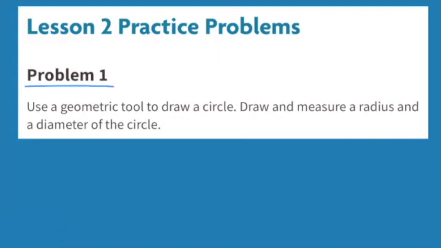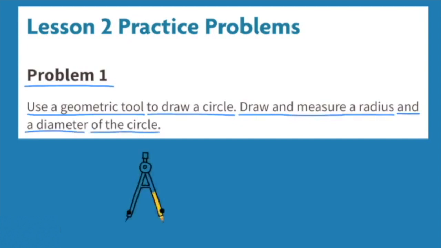Problem number one. Use a geometric tool to draw a circle. Draw and measure a radius and a diameter of the circle. One geometric tool that you could use is called a compass, and you can use this compass to draw a circle. Imagine that this was a perfect circle. This would be the diameter, and let's say it measures 2 inches. Since the diameter measures 2 inches, that would mean that the radius would measure 1 inch.